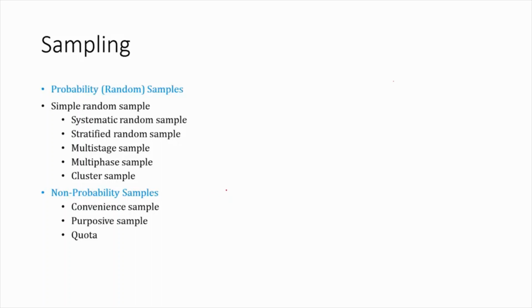Sampling can be broadly divided into two types: probability sampling, also known as random sampling, and the other one, non-probability sampling. Probability sampling involves calculation of probability. If you're familiar with probability, it is just calculation of chances. Whereas in non-probability sampling, we do not compute the probability.